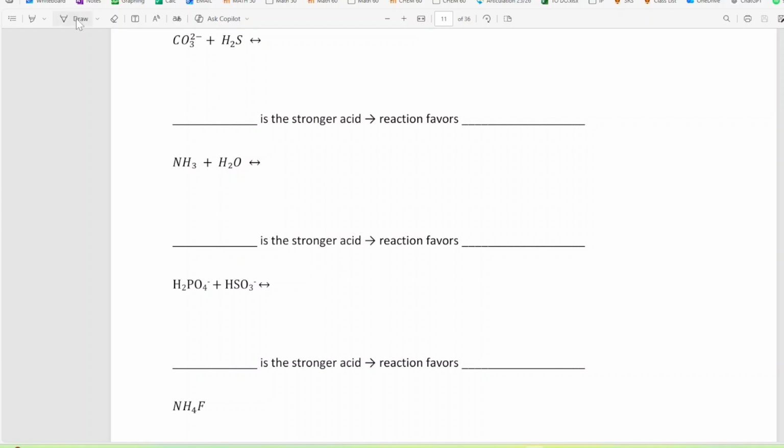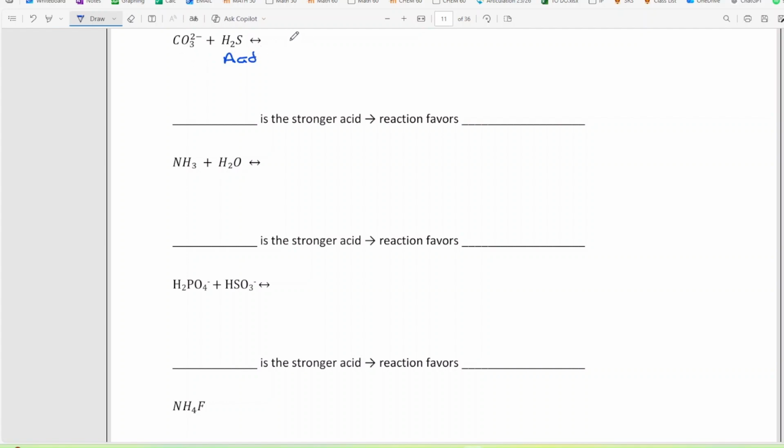So CO3 2 minus and H2S, which one's going to act as the acid? Well, this guy doesn't have a hydrogen to give, so this guy is obviously going to act as the acid. So the CO3 2 minus is going to accept that proton, and the H2S is going to lose the proton. So on the reactant side, the H2S is my acid. On the product side, the HCO3 minus is my acid.